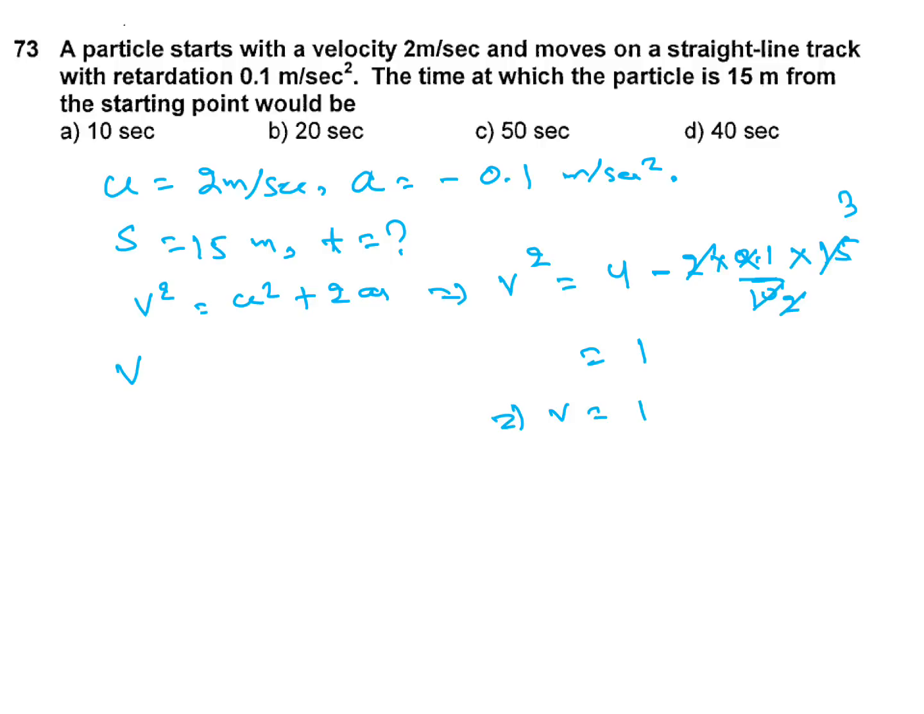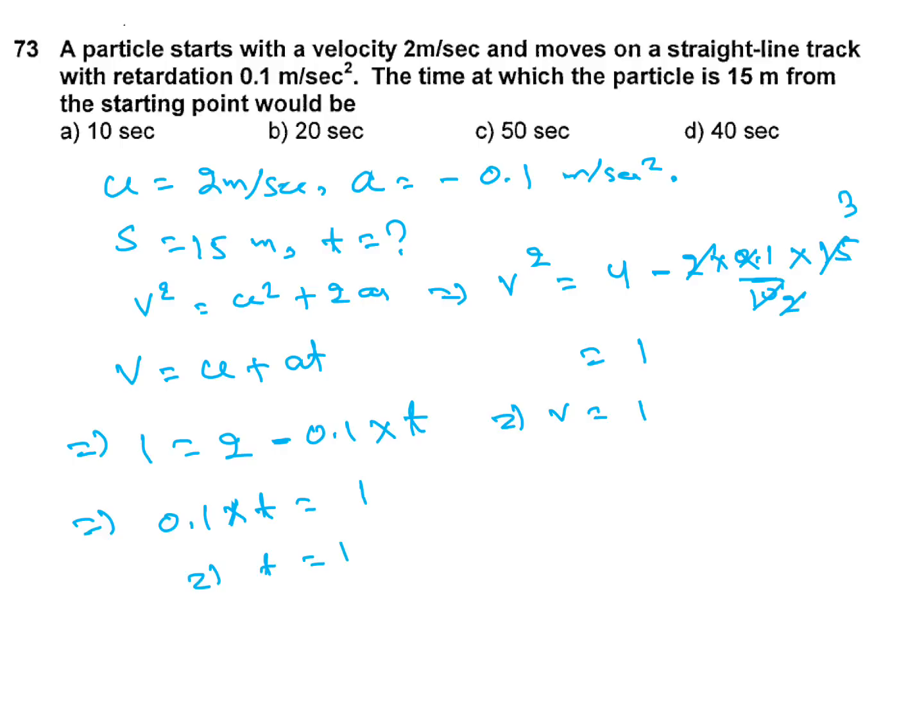Then we can find the time. v equal to u plus at. So 1 equal to 2, a negative, so minus 0.1 into time t. 0.1 into t is 2 minus 1, it's 1. So t is 1 by 0.1, it's 10 second. From the options, A is our answer.